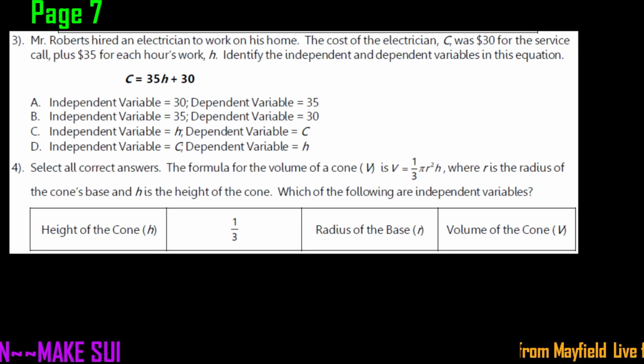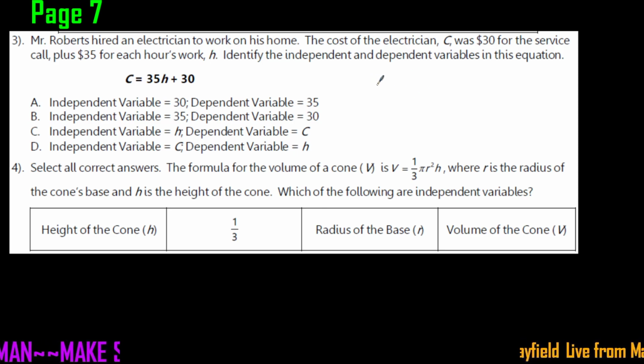So keeping that same idea, it says for number 3, Mr. Roberts hired an electrician to work on his home. The cost of electricity was $30 for the service call, plus $35 for each hour's work each. Identify the independent and dependent variables in this situation. Making sure that you can read carefully. Again, you want to make sure that this big idea.